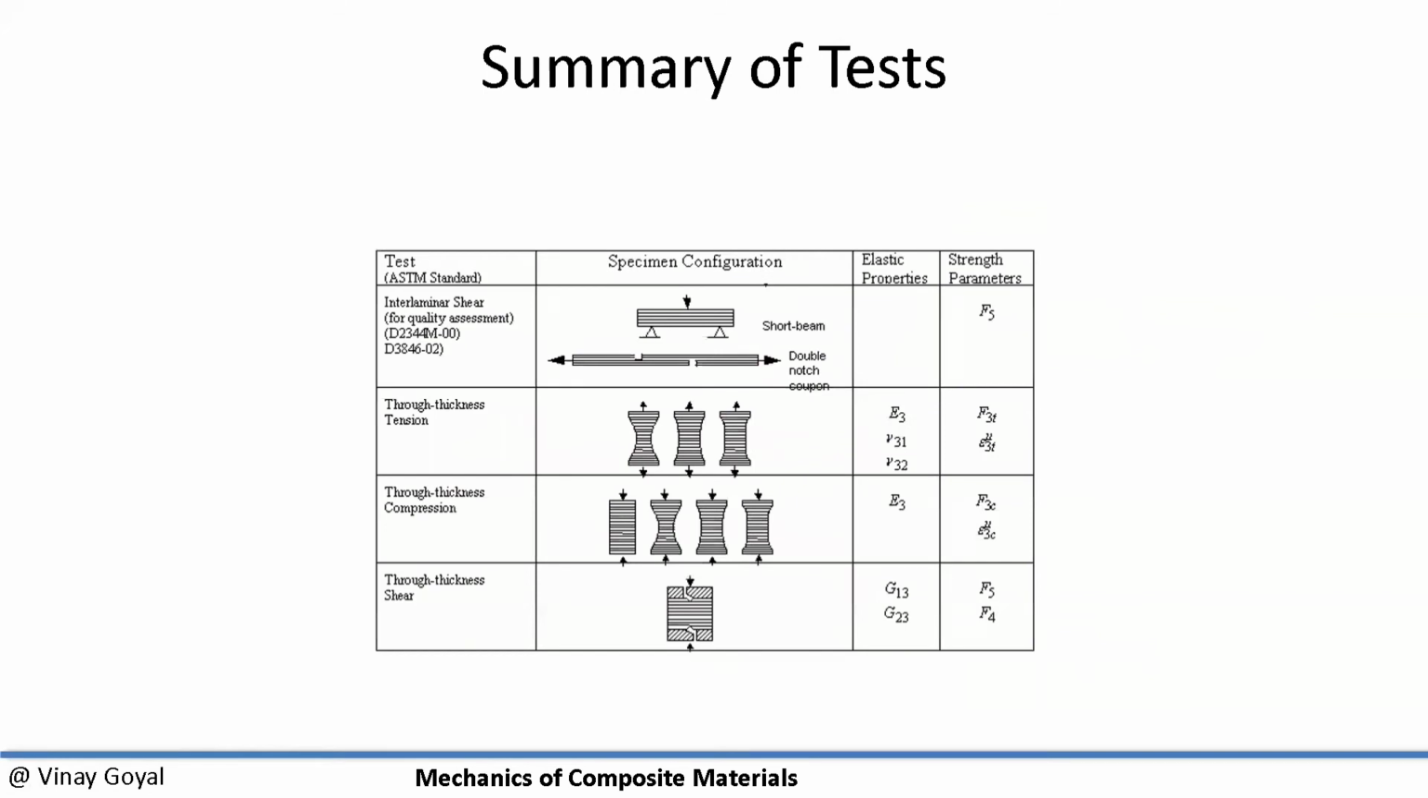Other tests include interlaminar shear. We talked about that. Now this is used for quality control. I talked about that one. I talked about this one, out-of-plane thick loading. You can also apply compression loading successfully. And then through thickness shear, which is similar to the Iosipescu test, basically.